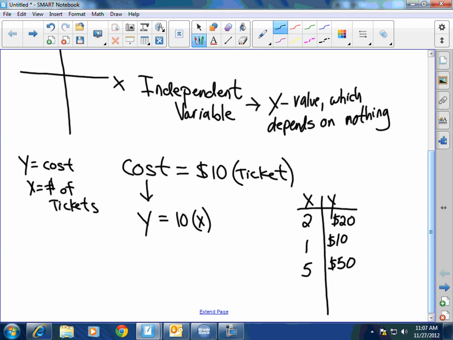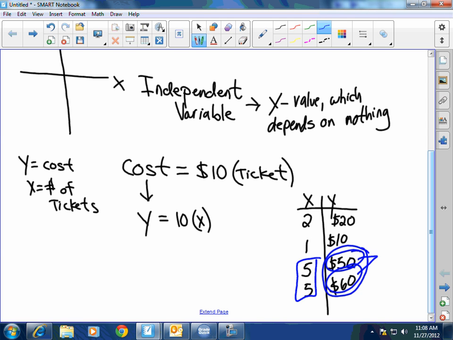Now, here's the important part of the function. Let's say that I go with my family and I go with five people and I pay $50. But now, John comes up with his family of five and they charge him $60. Is that possible? Is it possible for them to charge me $50 but him $60? No. Do you see how you have two different dependent values for the same independent value? Let me repeat that. You have two different y values or dependent values for the same x value or independent value. Whenever you have two different y's for the same x, that is not a function.